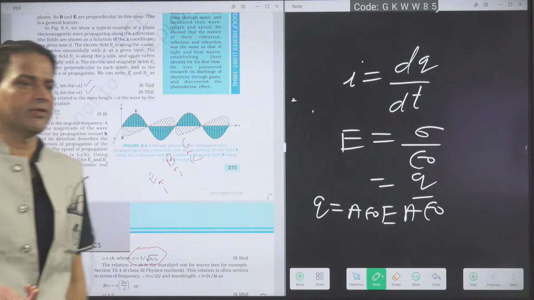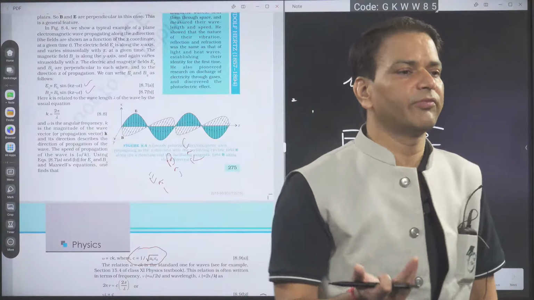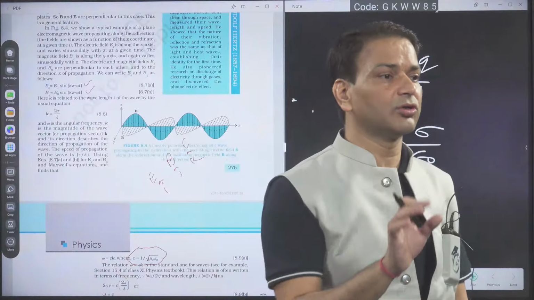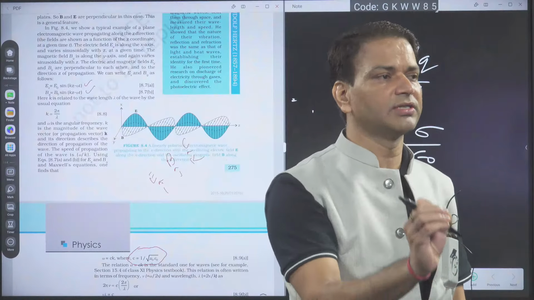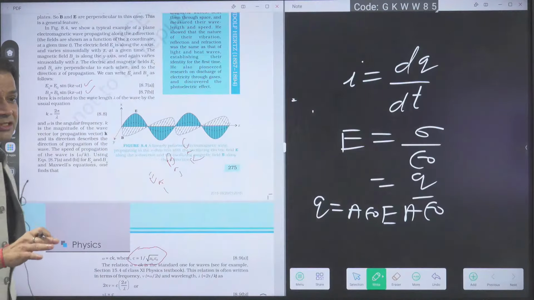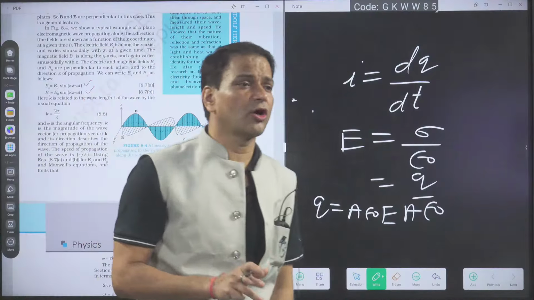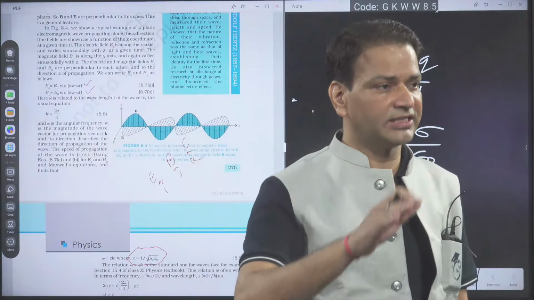E naught is the peak value of the electric field, B naught is the peak value of the magnetic field, and the relation between them is what? E naught by B naught is equal to c. This you have to remember, c is the speed of light. E naught by B naught is equal to c. Next important thing is the direction of propagation. In which direction is the wave energy propagating?